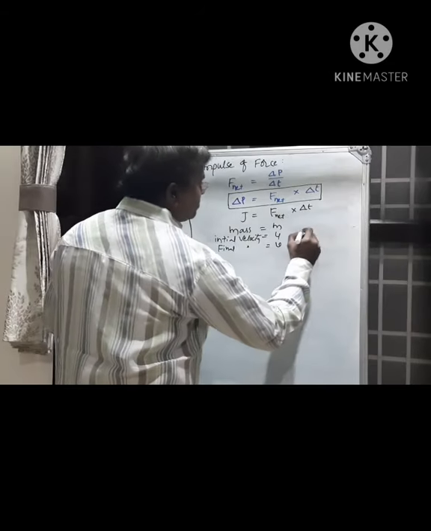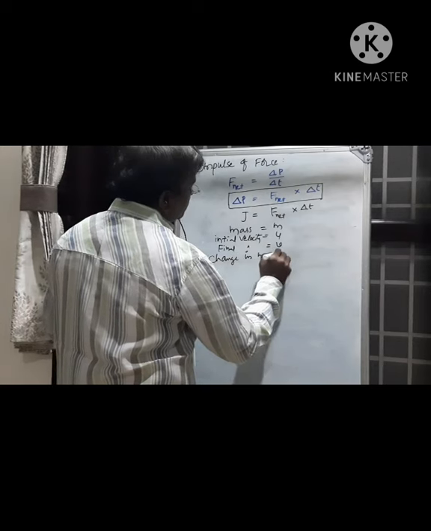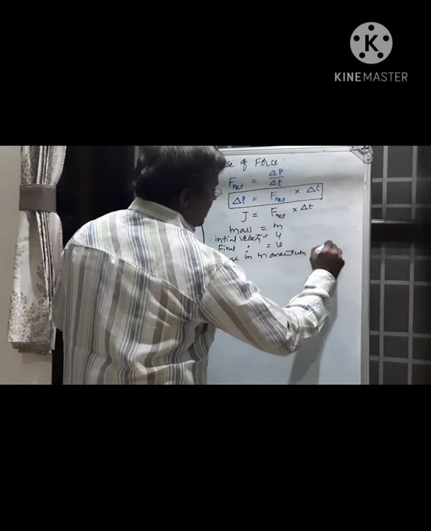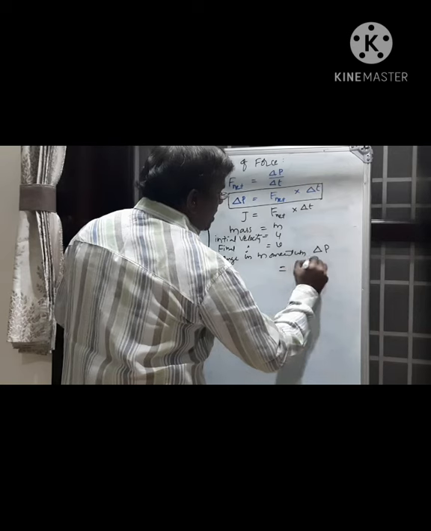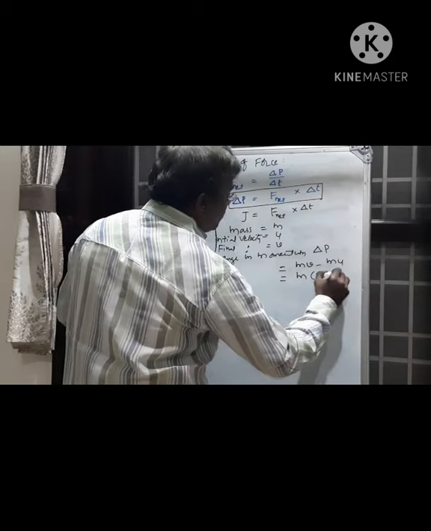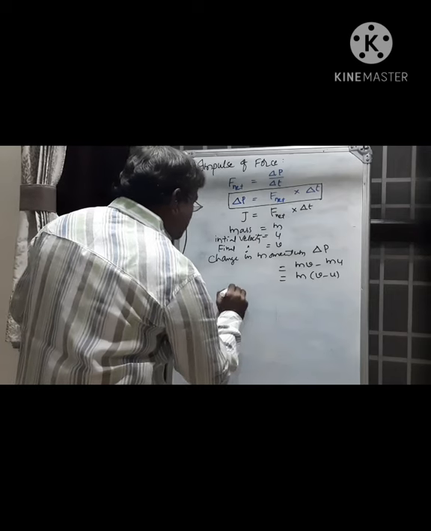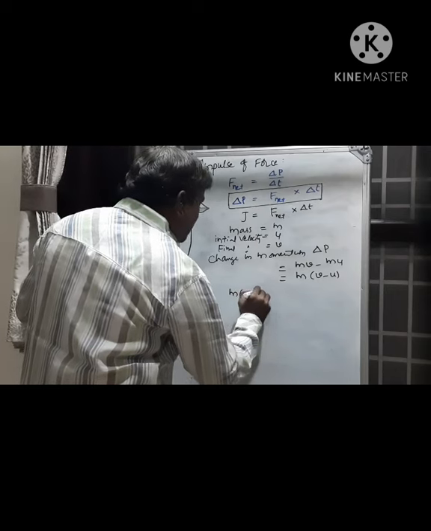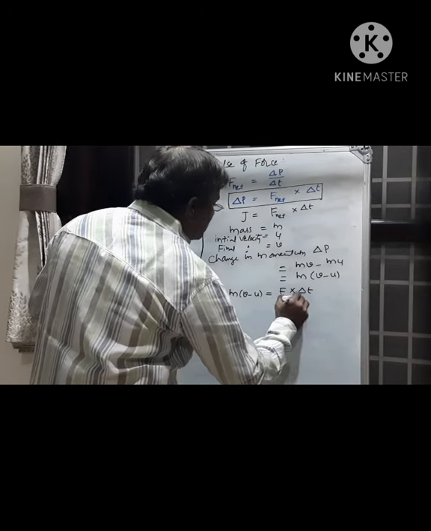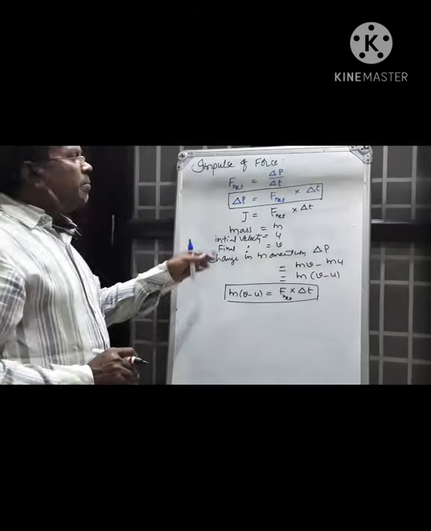Then the change in the momentum, denoted by delta P, is equal to m v minus m u, or m into v minus u. In this case, the impulse can be written as m into v minus u is equal to F into delta t. F, actually it is F net. This is also another formula for the impulse.